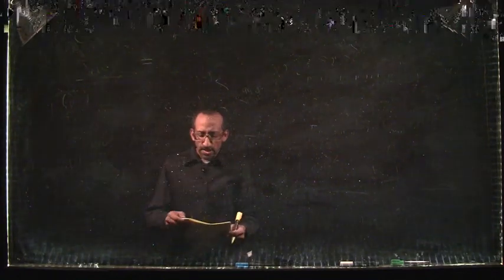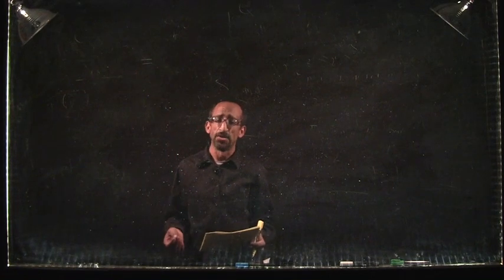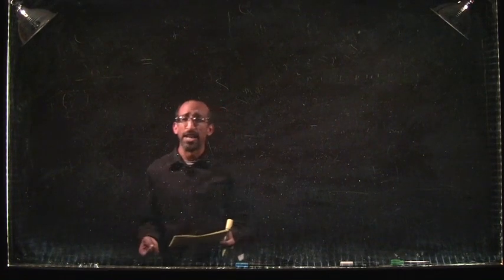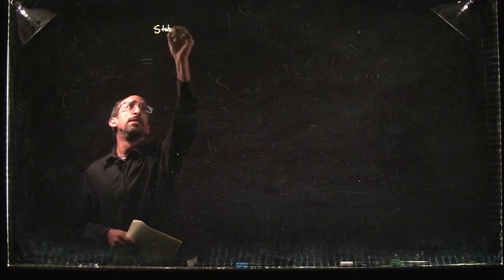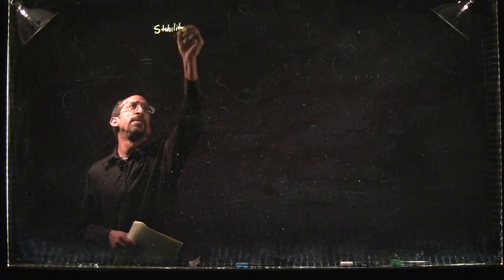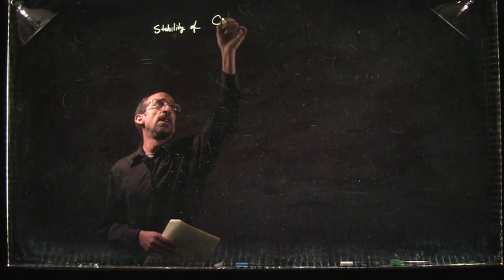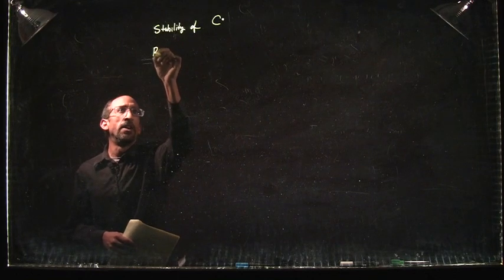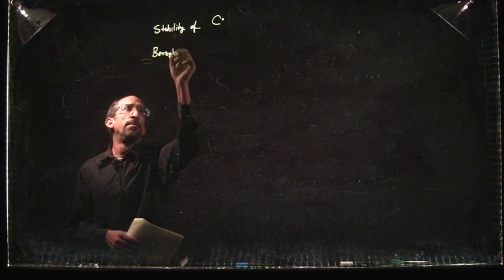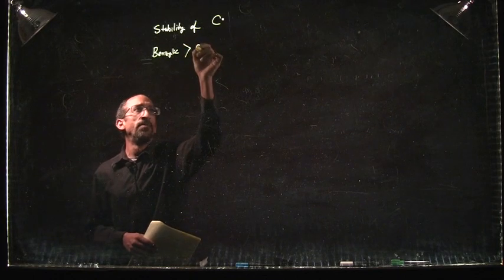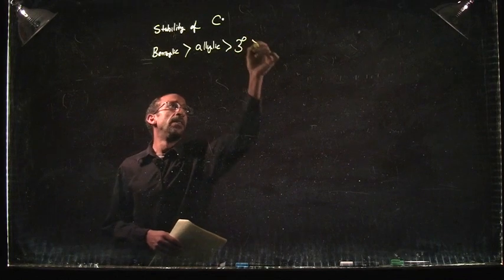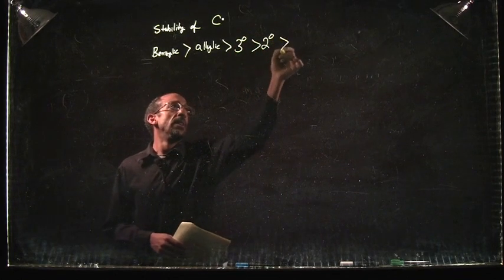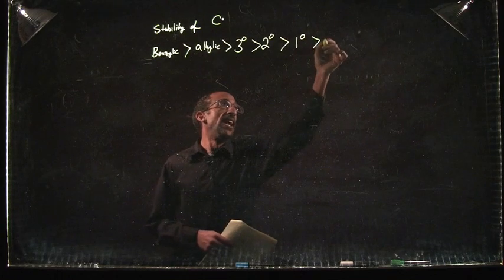So the stability of carbon-centered radicals parallels the stability of carbocations, and for the same reasons, hyperconjugation and resonance. So the stability of carbon-centered radicals, we have our benzylic radicals are the most stable, followed by allylic, followed by tertiary, then secondary, then primary, and then methyl.